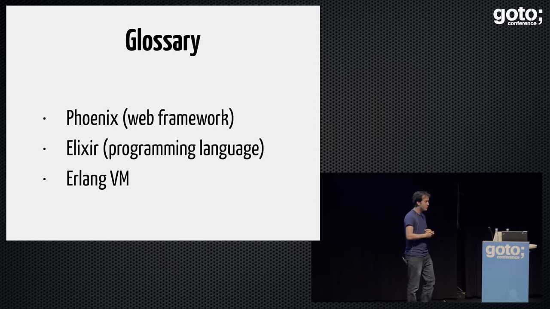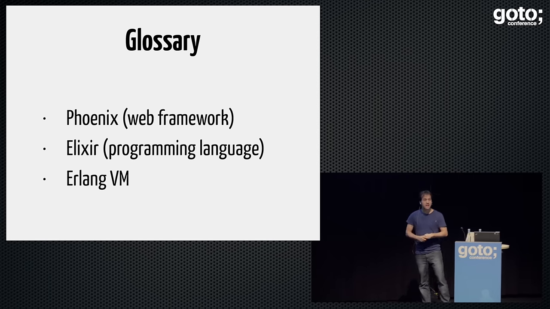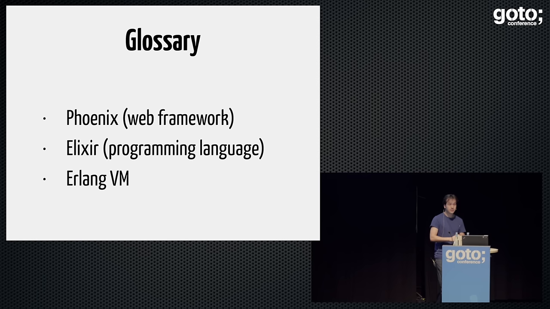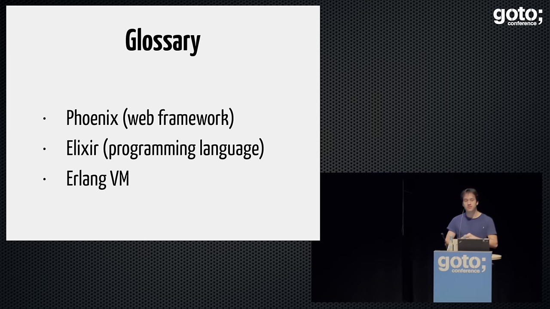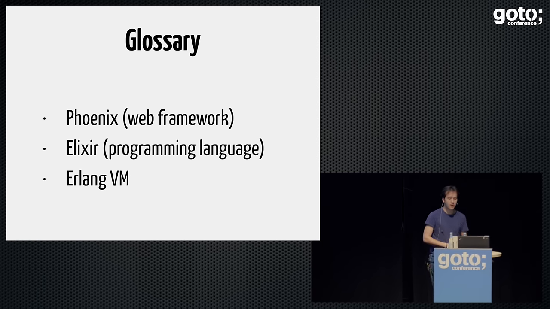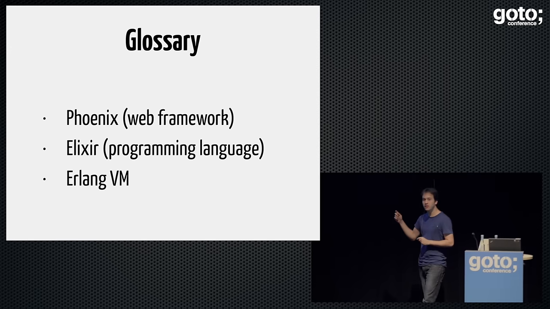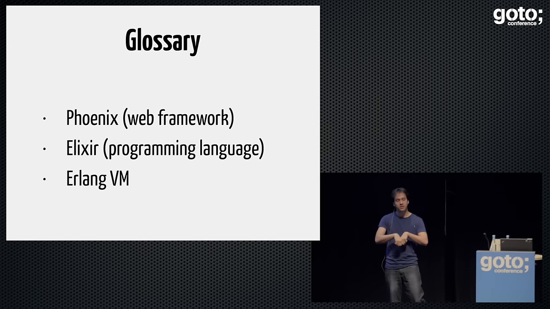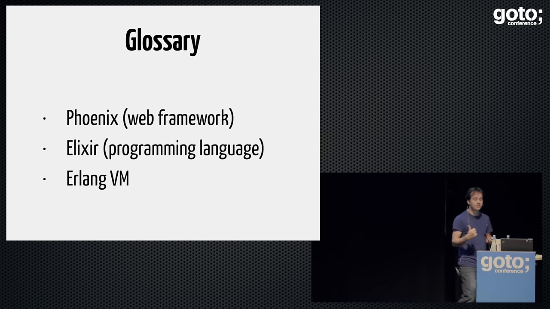We just need to know the words. I'm going to explore all those things. So Phoenix is a web framework that is written in the Elixir programming language and runs on top of the Erlang virtual machine. Okay, and the Erlang virtual machine, I will start with the history behind Phoenix. And it always started with the Erlang virtual machine.